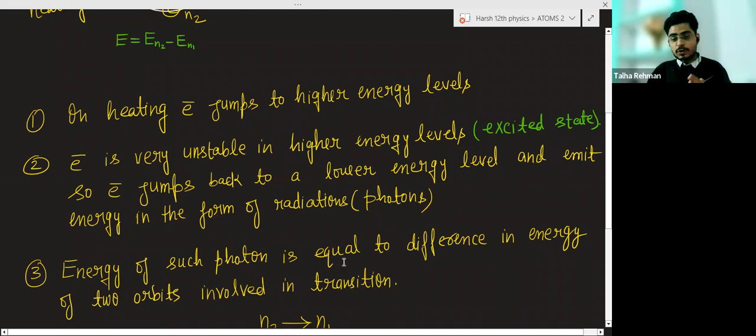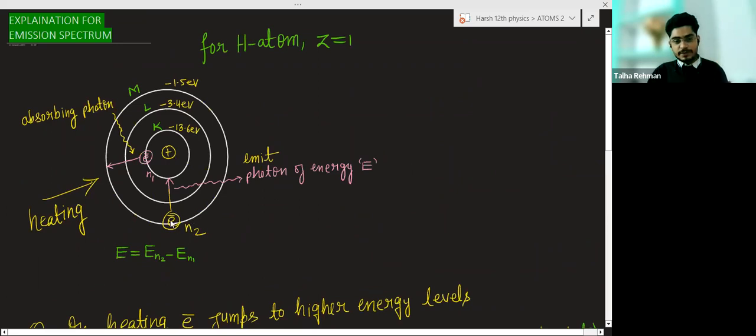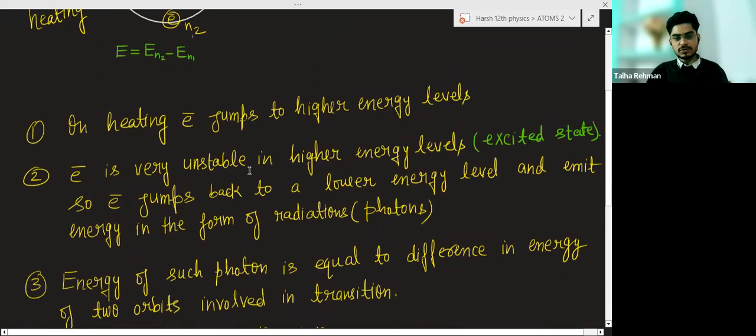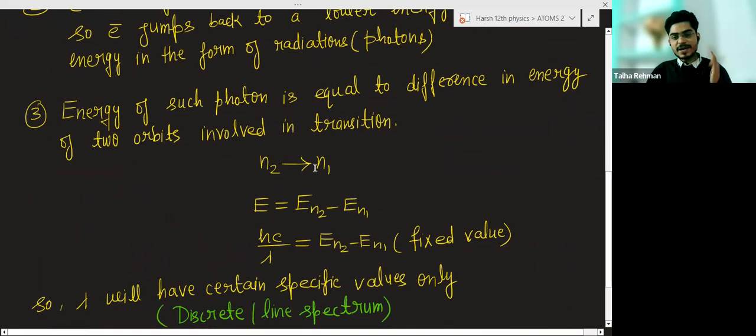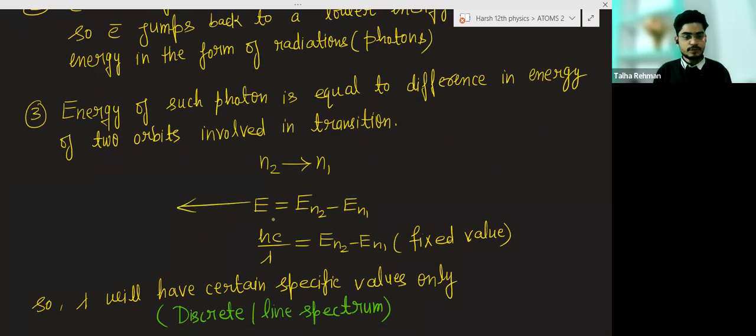Now, the energy of such a photon, we know that the energy of the photon going from here to here is the difference of the energy levels, E2 minus E1, or En2 minus En1. So the electron is moving from N2 to N1. So this E is the energy of the emitted photon.